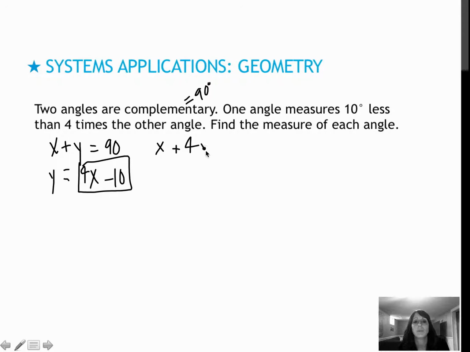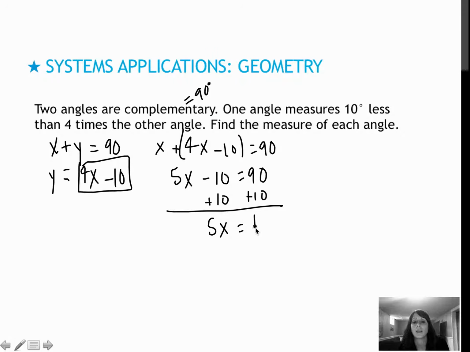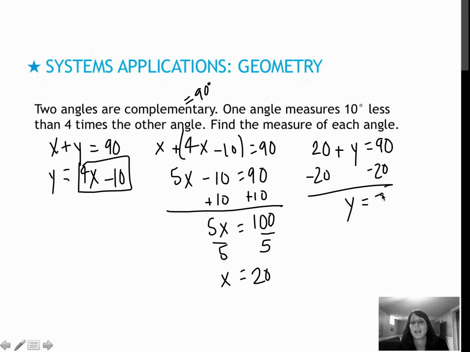So x plus 4x minus 10 equals 90. So 5x minus 10 equals 90. I get 5x equals 100 by adding that 10 to each side, and then that x equals 20. Again, I'm going to plug it back into either one of my original equations. I'm going to choose the first one. 20 plus y equals 90. By subtracting 20, I get y equals 70. My sentence would say that the two angles are 20 degrees and 70 degrees.